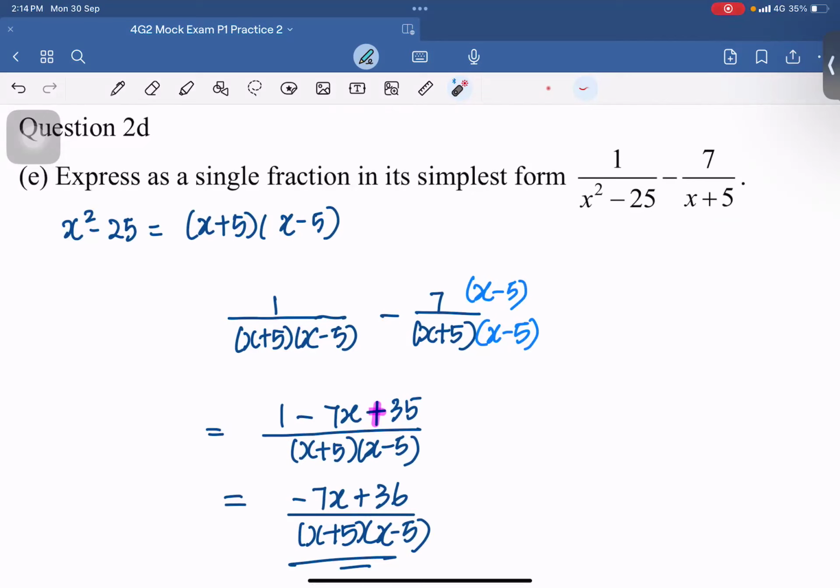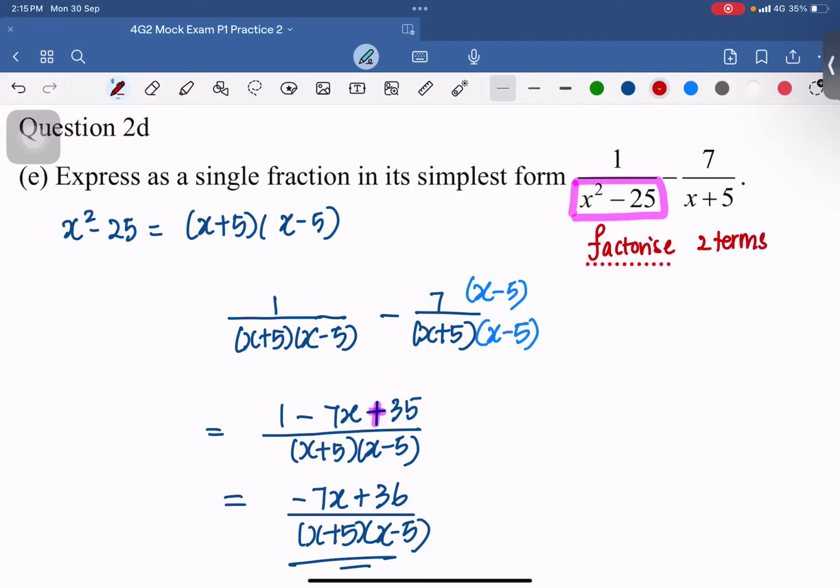Now, question 2D. This one is also the simple single fraction, but what do we need to take note of? I sent you my favorite letter. What do I need to do? Factorize. F for factorize. Yes. Okay, when we factorize this here, how do I know this pattern?